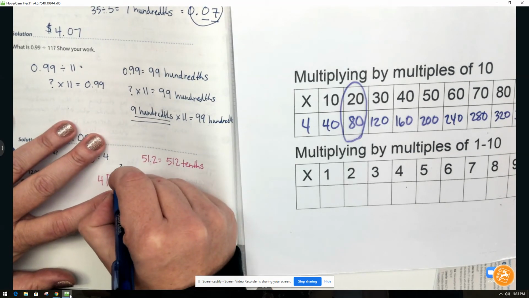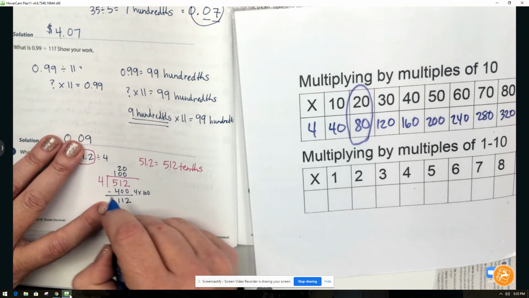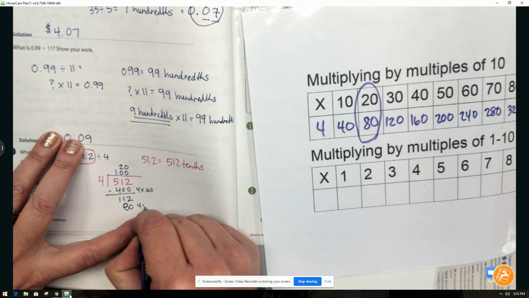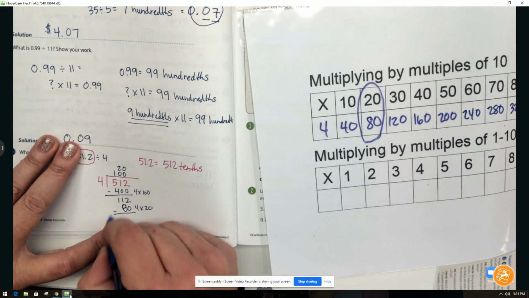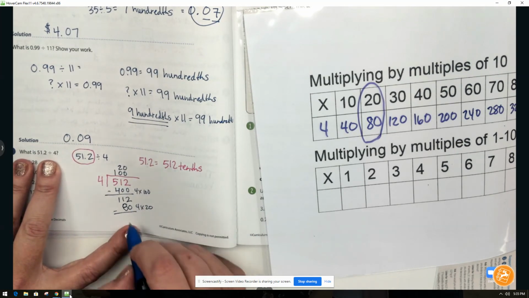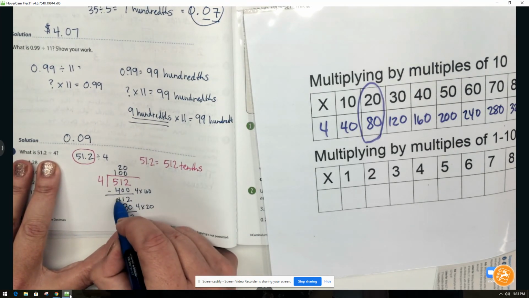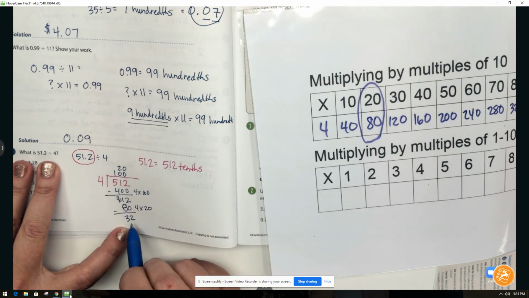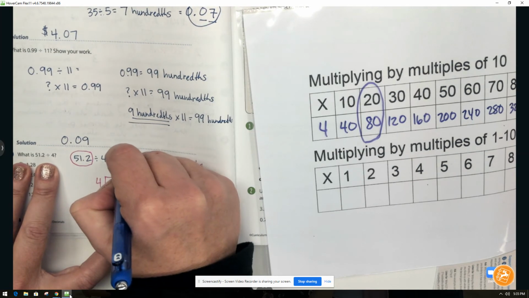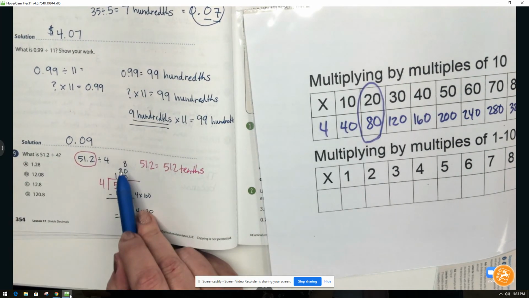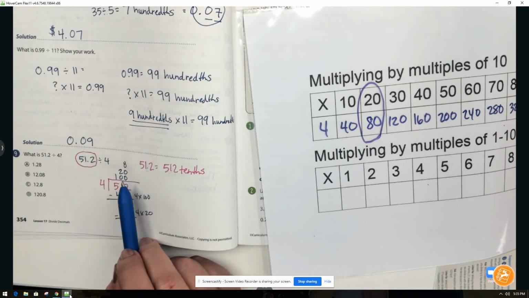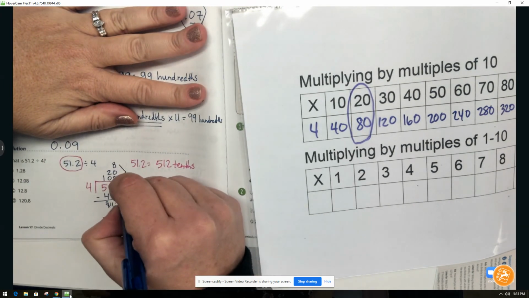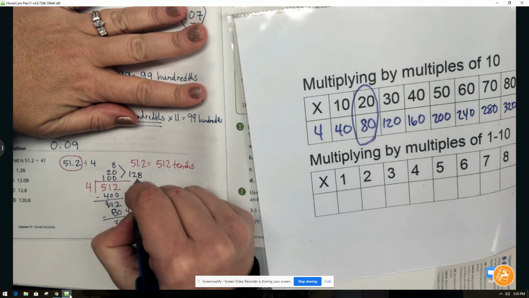So I'm going to go ahead and write 20 up here. 20 times 4 is 80. That is 4 times 20. And then I'm going to subtract. 2 minus 0 is 2. And then 11 minus 8 is 3. And then 4 goes into 32 8 times. So now I have all of my partial quotients. I'm going to add 100 plus 20 plus 8. And all together, that equals 128.